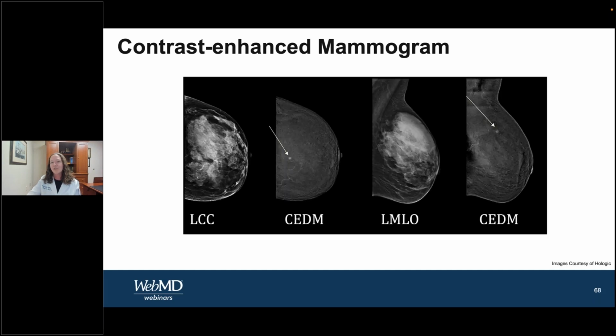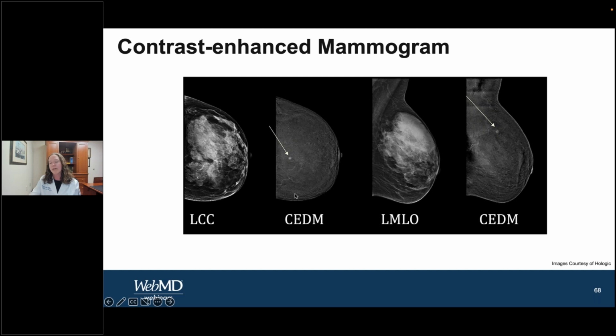So this is what the contrast-enhanced mammogram images look like. What we have here, if you can see my mouse, on the very left side of the screen is a left CC, which stands for craniocaudal view. So one of our standard mammogram views, and you can see that this patient has very dense breast tissue. And then next to this, we see the corresponding contrast-enhanced mammogram image, where we can see a little enhancing dot right there in the middle of the breast that was totally masked by the dense breast tissue, but comes out very nicely.